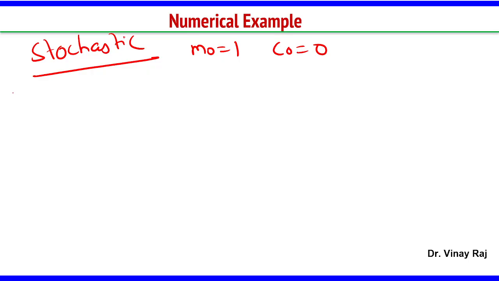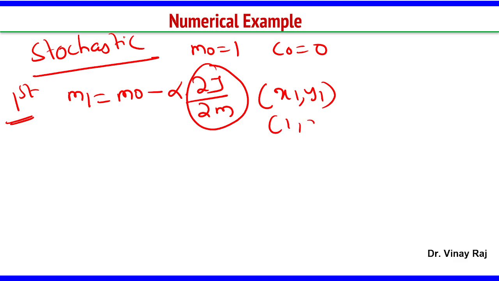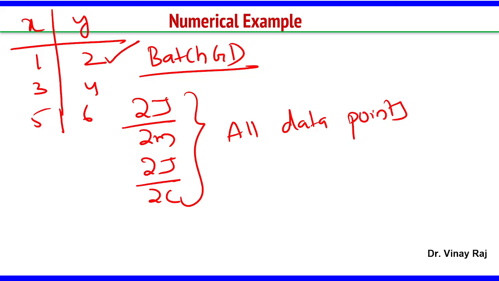Let us say first iteration, I will find out m1 equal to m naught minus alpha into dou j by dou m. See, when I am calculating dou j by dou m here, I will use only x1 comma y1, that is 1 comma 2 only. When I am calculating the dou j by dou m, only the first data point. In stochastic gradient descent, we use only the first data point x1, y1.